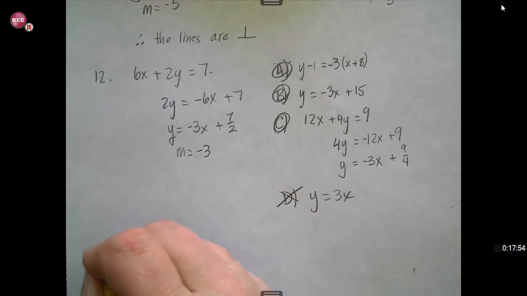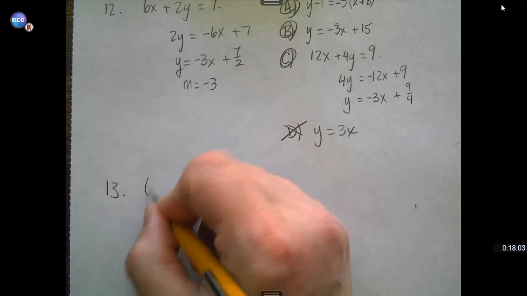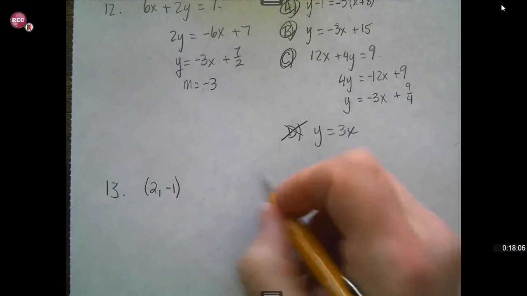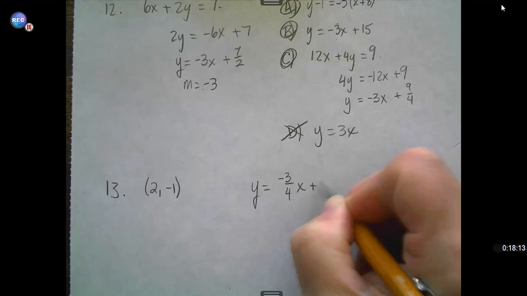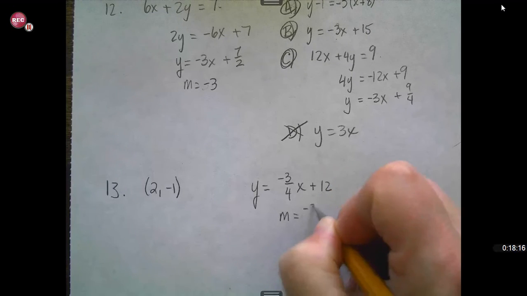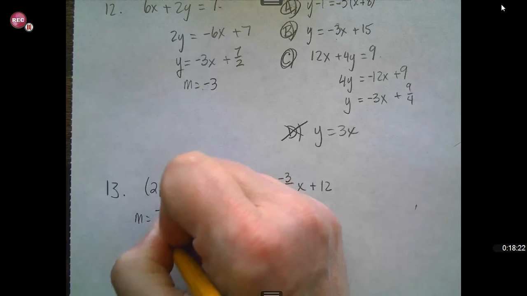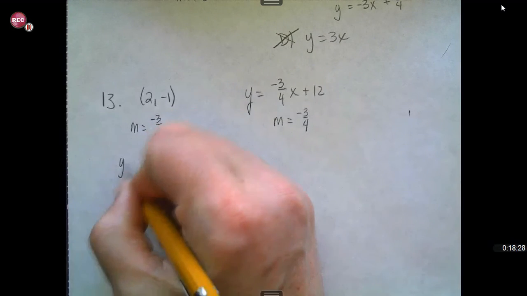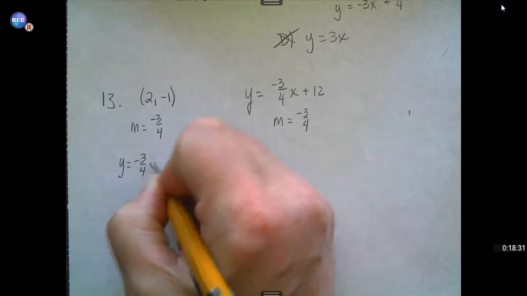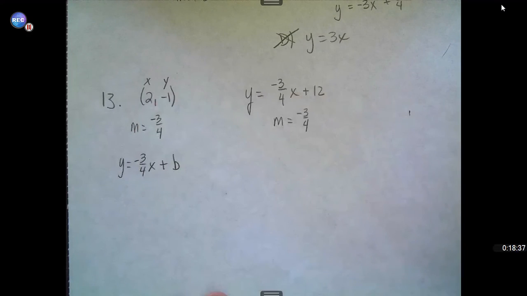And then the last question, write the equation in slope-intercept form. So y equals mx plus b of the line that passes through (2, -1) and is parallel to the graph of y equals -3/4 x plus 12. Well, the slope here is -3/4, and I want these lines to be parallel, so that means the slope here has to be -3/4. So now my task is to plug that into slope-intercept form, -3/4 x plus b, and then plug in my x and my y and solve that for b.